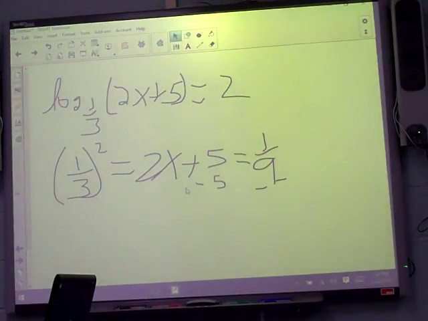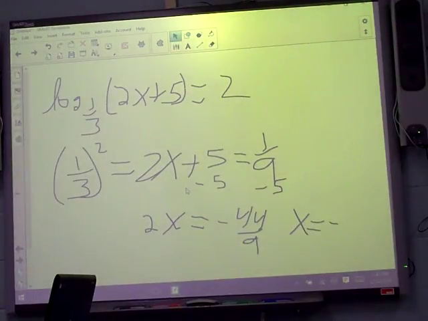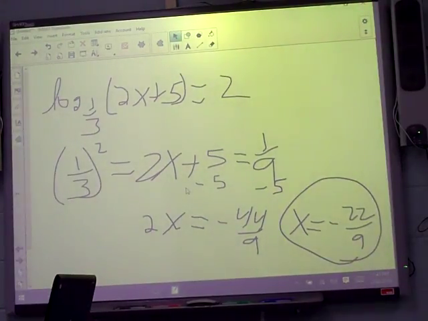And that's going to turn into something ugly. What is 1/9 minus 5 in fraction form? Negative 44/9. Thank you, ma'am. And then what's your last step? Divide by 2. That would be negative 22/9. Shazam.